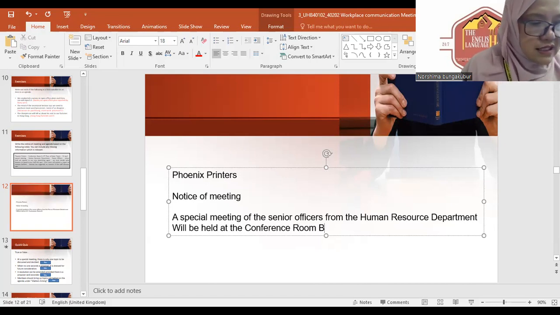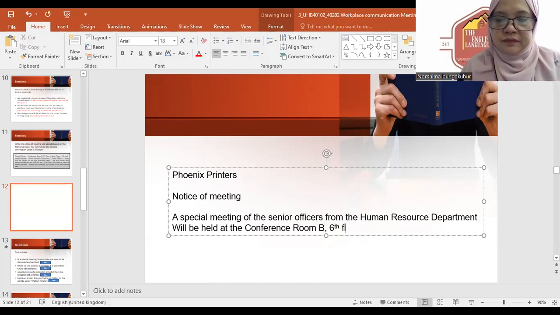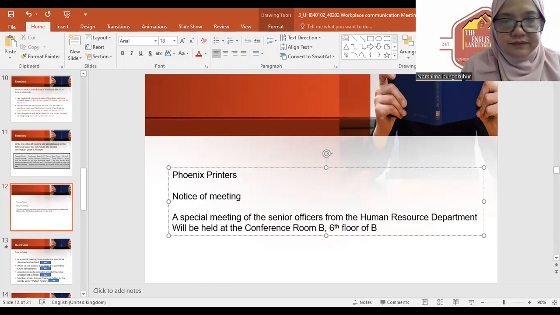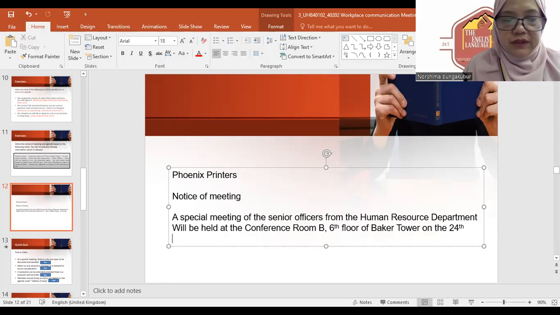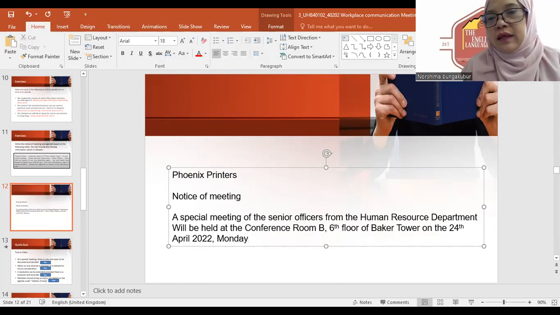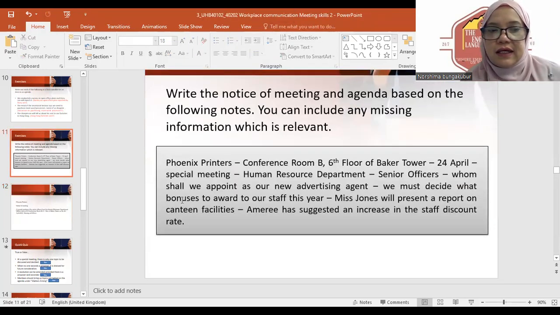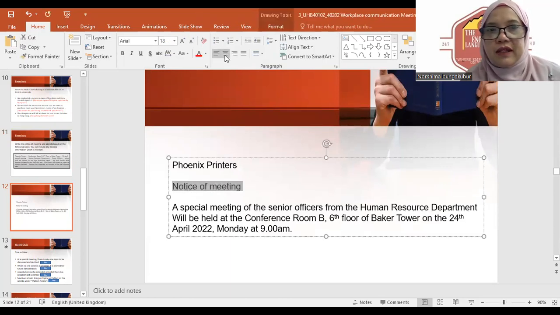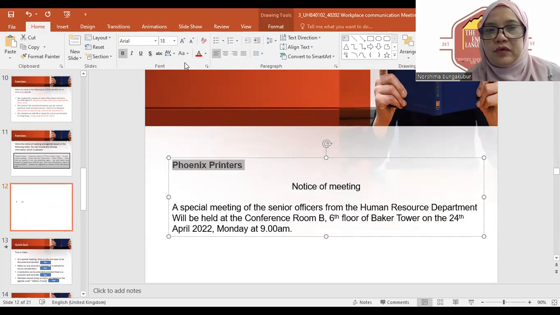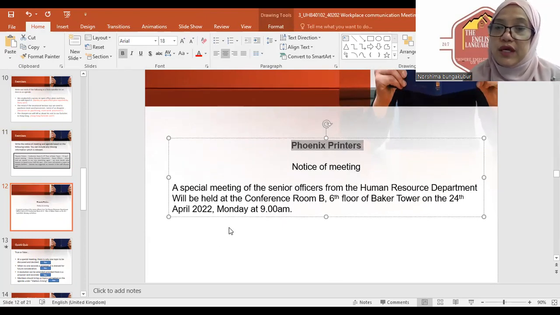Conference room B, 6th floor of Baker Tower. When will it be held? On the 24th of April 2022. It is a Monday. At what time will it be held? At 9. That is the notice, right? Maybe I can bold that. So we are done with the notice of meeting.